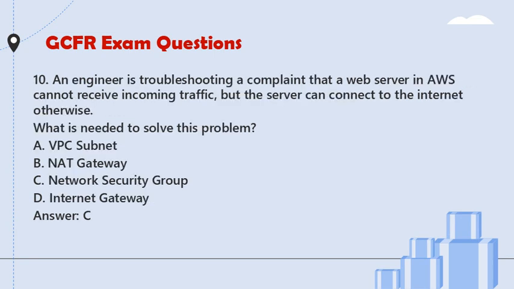10. An engineer is troubleshooting a complaint that a web server in AWS cannot receive incoming traffic, but the server can connect to the Internet otherwise. What is needed to solve this problem? A. VPC subnet. B. NAT gateway. C. Network security group. D. Internet gateway. Answer: C.